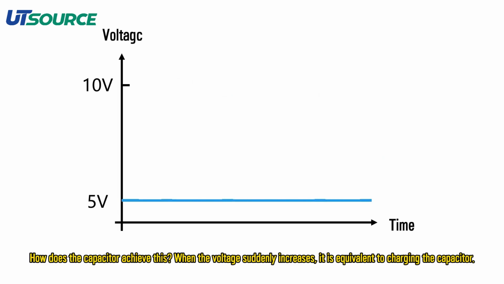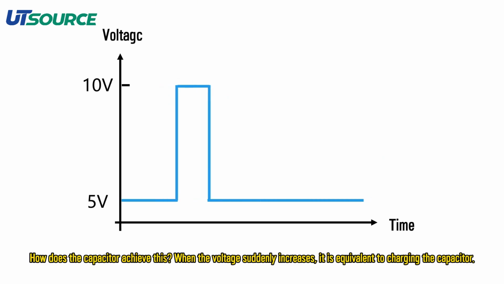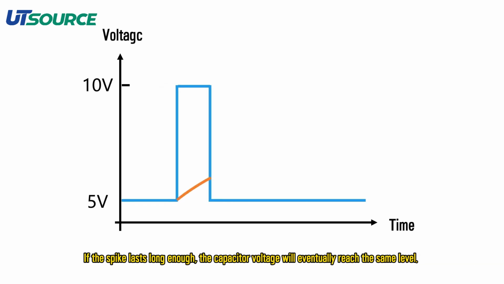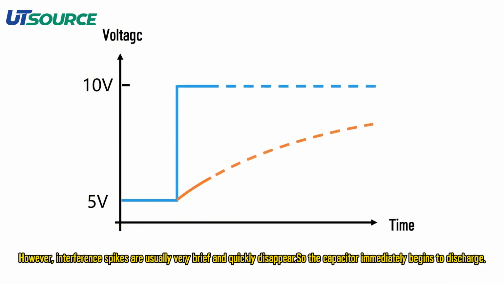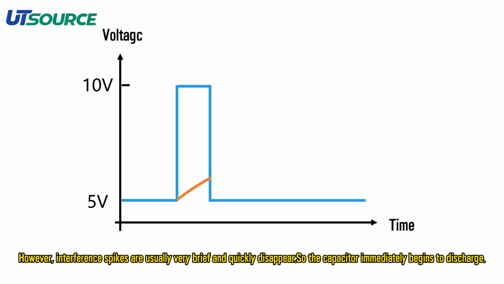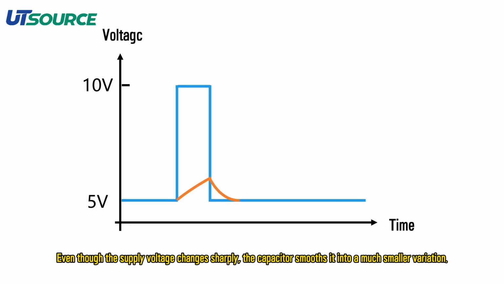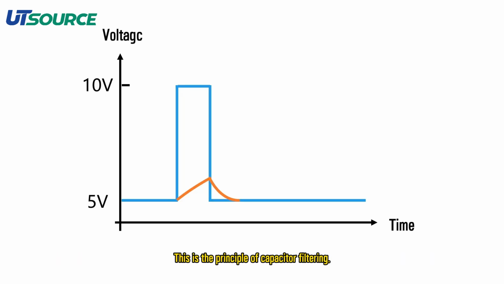How does the capacitor achieve this? When the voltage suddenly increases, it is equivalent to charging the capacitor. If the spike lasts long enough, the capacitor voltage will eventually reach the same level. However, interference spikes are usually very brief and quickly disappear, so the capacitor immediately begins to discharge. Even though the supply voltage changes sharply, the capacitor smooths it into a much smaller variation. This is the principle of capacitor filtering.